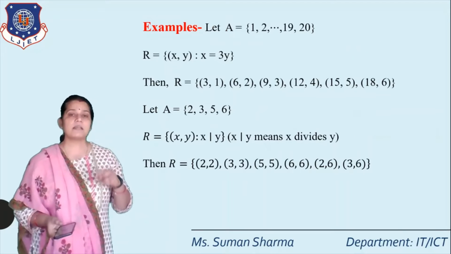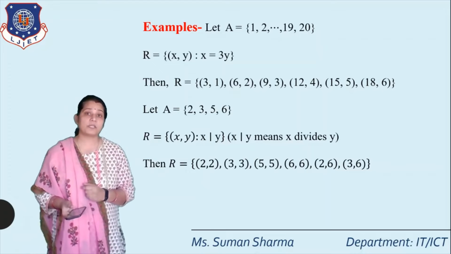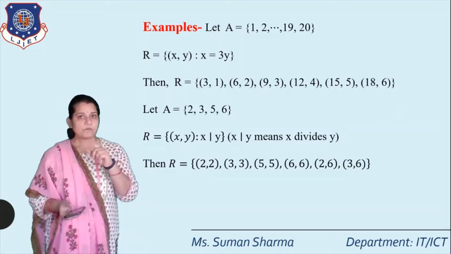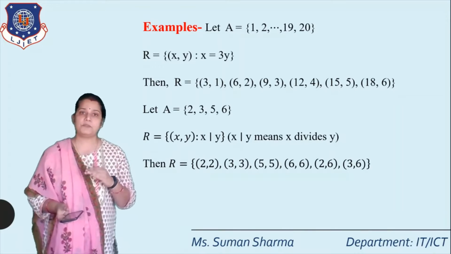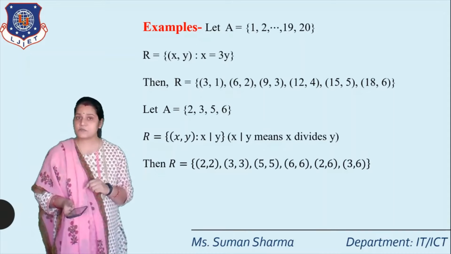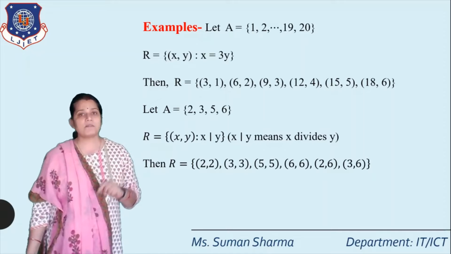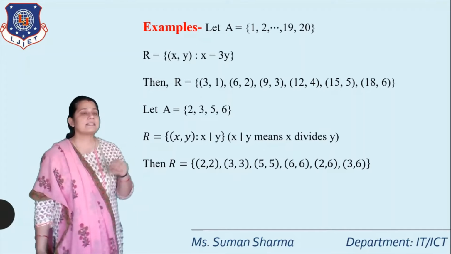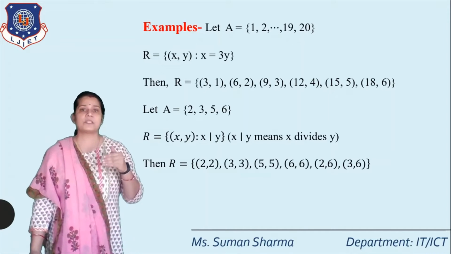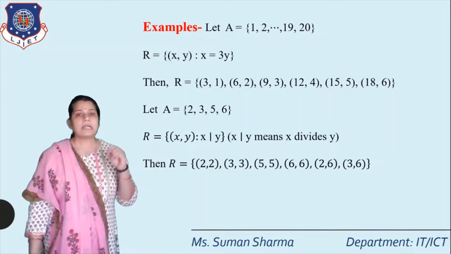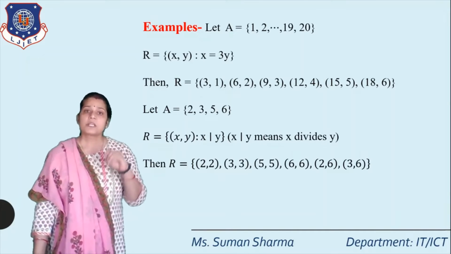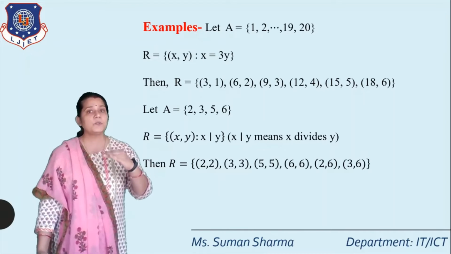Okay. Next one is an example of domain and range. You can say that this is an example of a relation. A is equal to {1, 2, 3, 4, 5, 6, up to 20}. We are given a relation. The relation is {(x, y) such that x = 3y}. That means we are given the set A, 1, 2, 3, 4 up to 20, and we are given the relation (x, y) such that x = 3y.